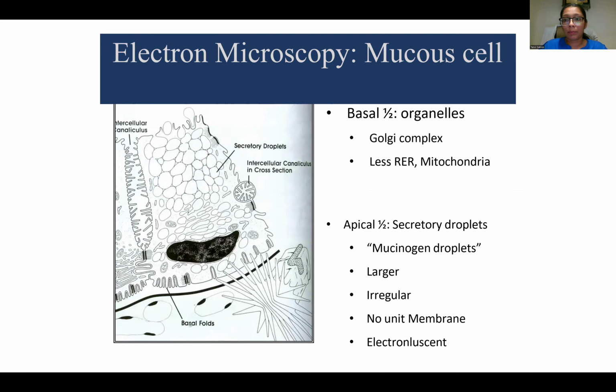Coming to the electron microscopy of the mucous cell here, in case of serous cells the basal half had more of rough endoplasmic reticulum, but mucous cells have more of Golgi complex, less rough endoplasmic reticulum, and mitochondria. And the apical half consists of secretory droplets. These secretory droplets are mucinogen droplets. They are larger in size, they are irregular in shape, and they are not covered by a unit membrane. They're translucent in nature. Here we don't see any presence of foldings or canaliculi.